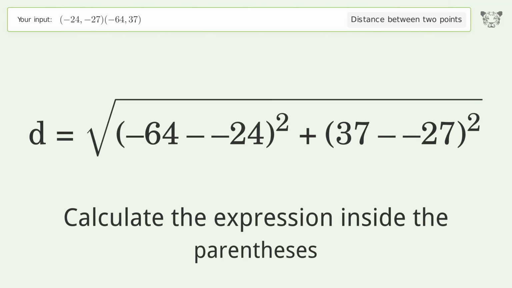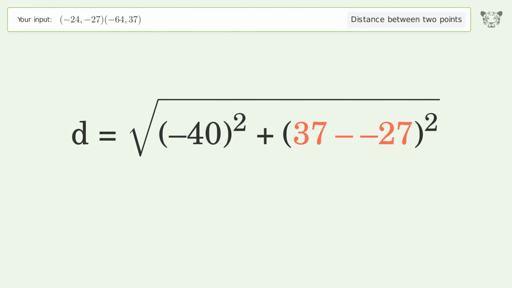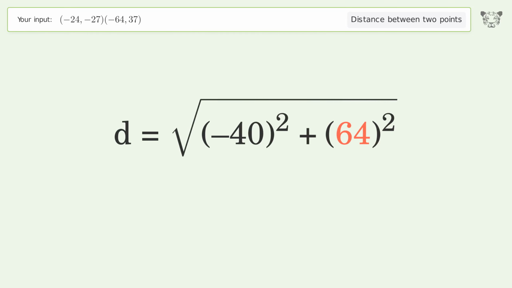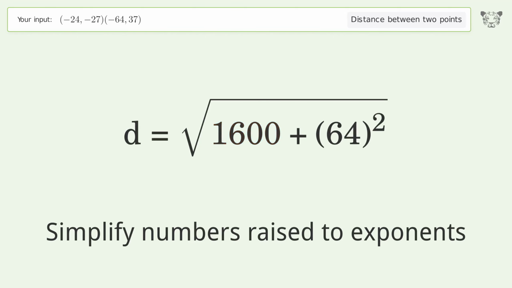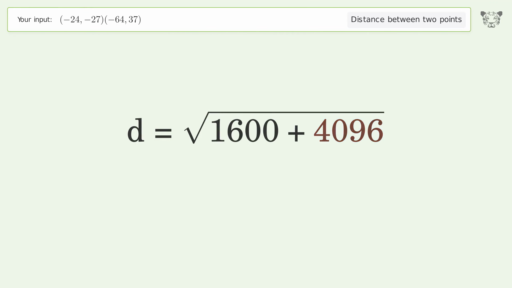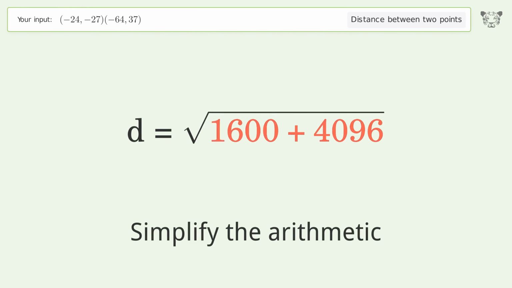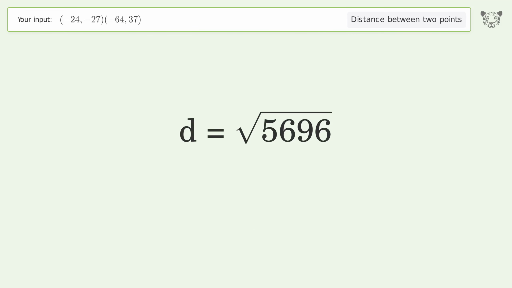Calculate the expression inside the parentheses. Simplify numbers raised to exponents. Simplify the arithmetic. And so the distance between the 2 points is the square root of 5,696, or 75.472.